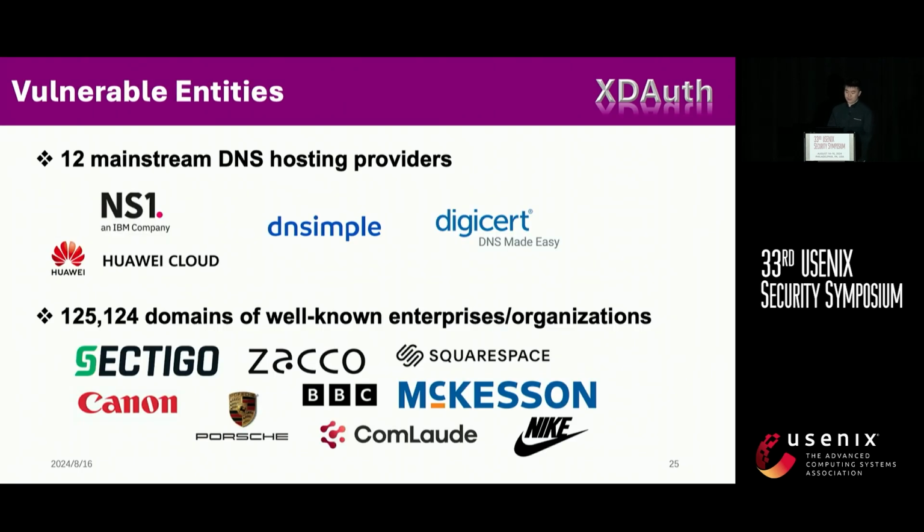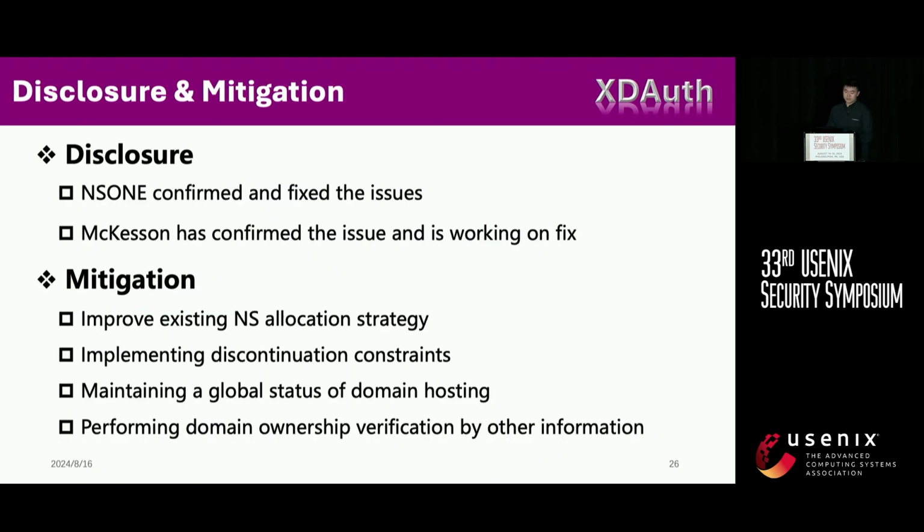And in the end, we find 12 mainstream DNS hosting providers and around 125,000 domains are at risk of takeover by XDAuth, including websites of some famous brands and large enterprises. So we have disclosed this issue to the affected vendors. Until now, some DNS hosting service providers have acknowledged and fixed the issue, like NS1. And the pharmaceutical company McKesson has thanked us for the report and is currently in the process of fixing. And to mitigate this issue, we provide some suggestions for different entities, like you should check domain ownership before name server delegation.